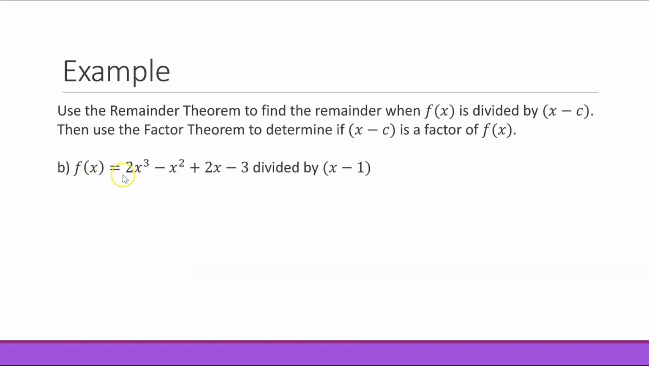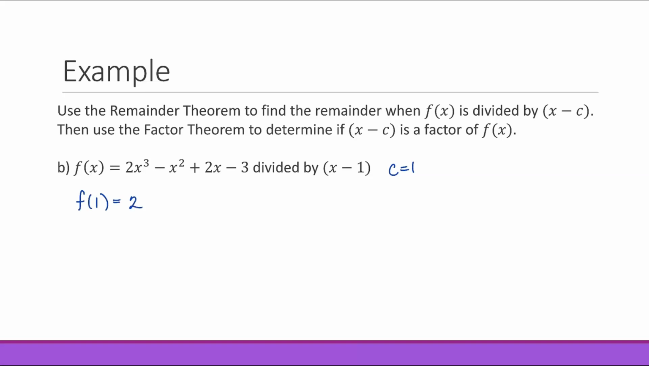Now in part B, our function is 2x cubed minus x squared plus 2x minus 3, and it's being divided by x minus 1. So here the value of c is simply 1. So again, c is the number that makes this linear factor equal 0. So if I set it equal to 0, add the 1 to the other side, I get c equals 1. So that's the number I'm plugging into the function to find my remainder by the remainder theorem.